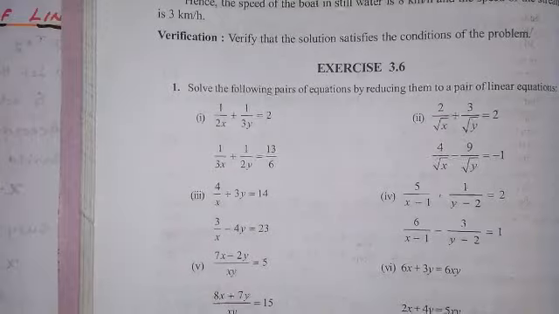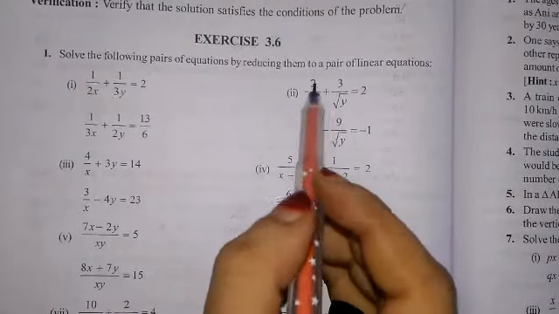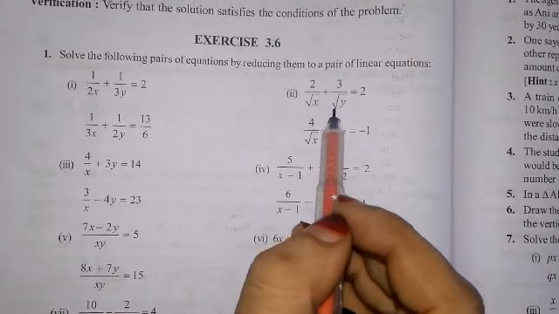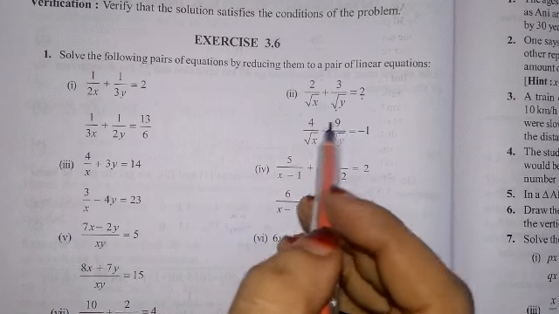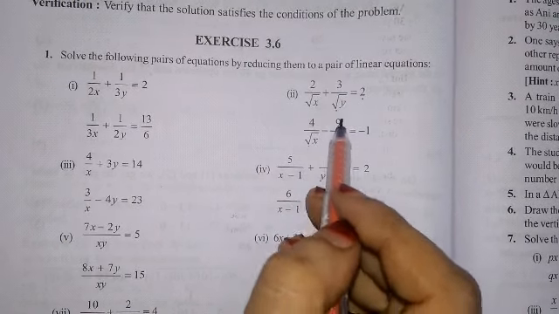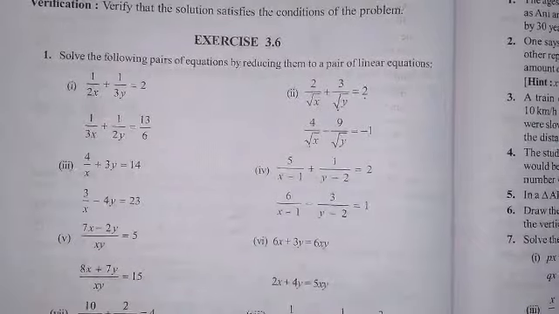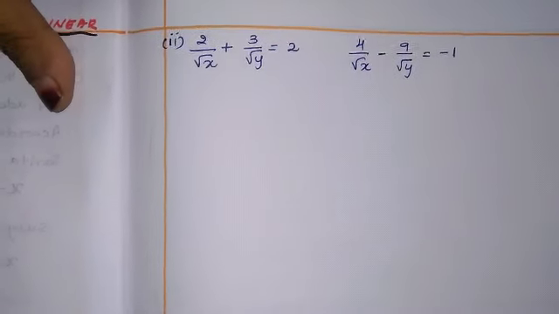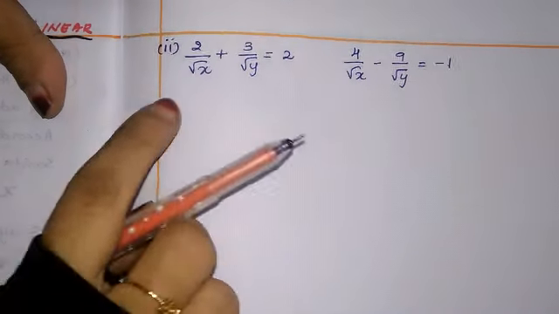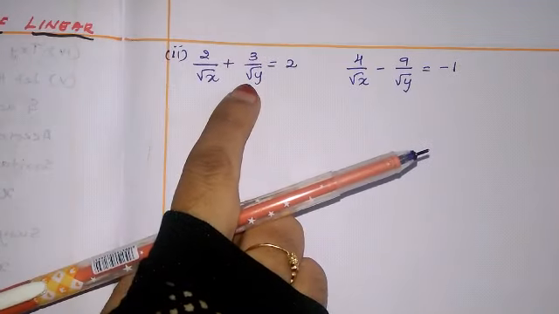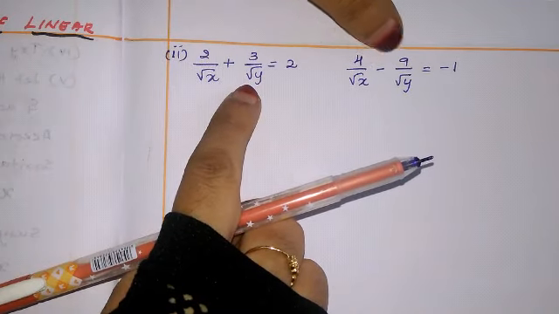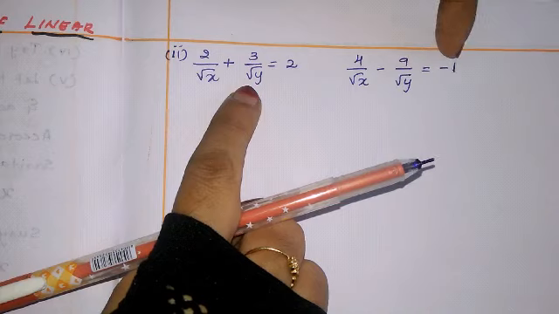Let us see the second question. 2 by root x plus 3 by root y is equal to 2. 4 by root x minus 9 by root y is equal to minus 1. So I will write here now. I have written 2 by root x plus 3 by root y is equal to 2, and 4 by root x minus 9 by root y is equal to minus 1.